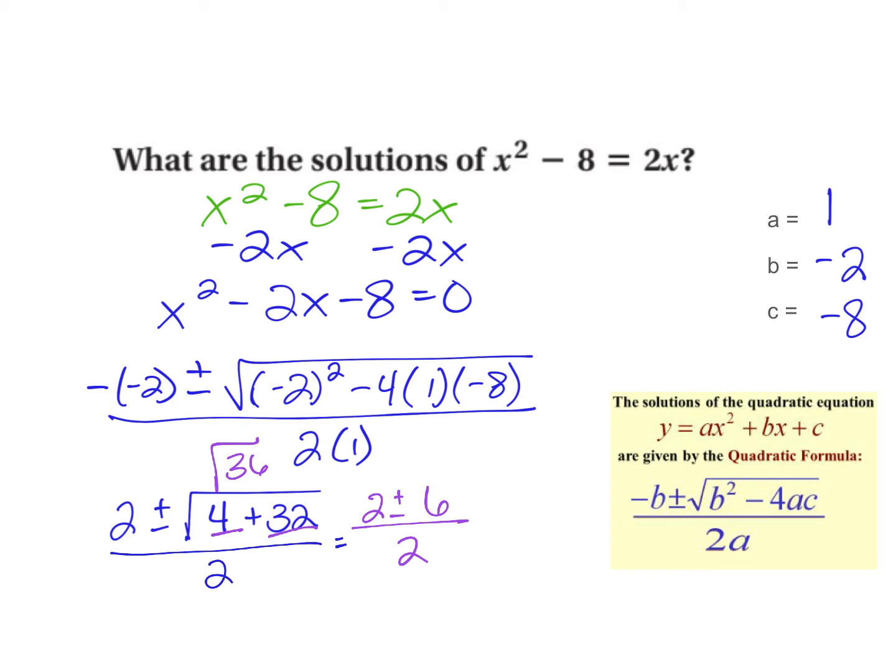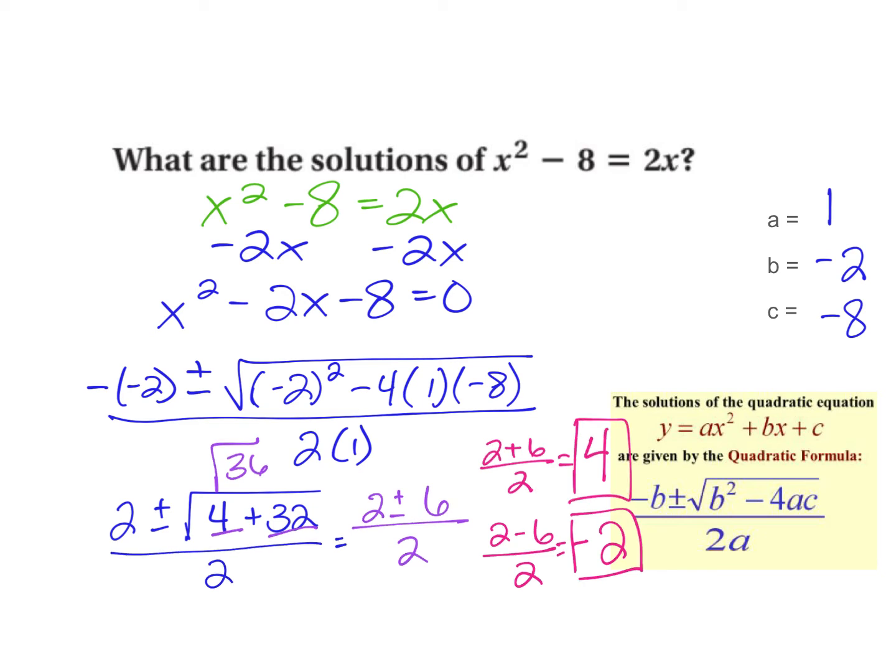Now, the plus or minus does come into play. So I am going to do 2 plus 6 over 2, and then 2 minus 6 over 2, because we will have two solutions. So 2 plus 6 is 8 over 2 would be 4. 2 minus 6 is negative 4 over 2 would give us negative 2. So our two solutions are 4 and negative 2. I know it looks like a lot, but sometimes this is going to be our only route.